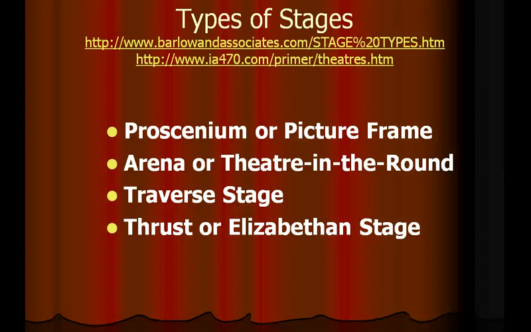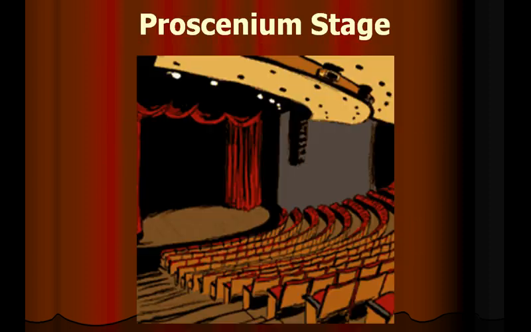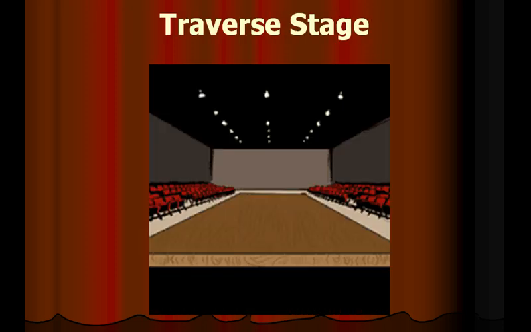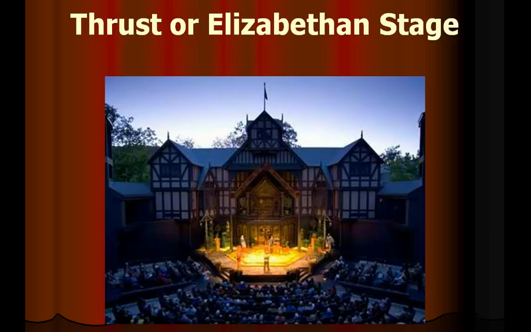Welcome to Types of Stages. There's the proscenium or picture frame, the arena or theater in the round, the traverse stage, or the thrust or Elizabethan stage. The proscenium stage is pictured here. The theater in the round is pictured here. The traverse stage is pictured here. And the thrust or Elizabethan stage is pictured here.